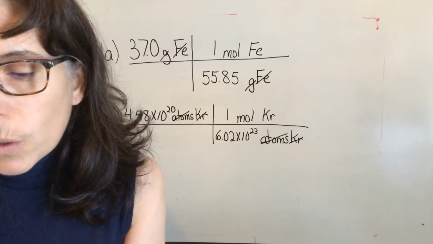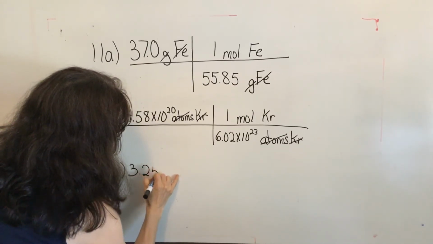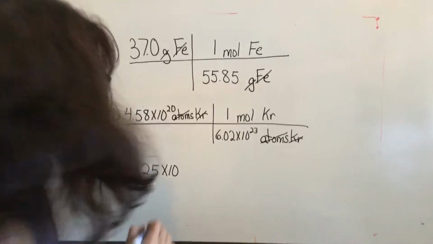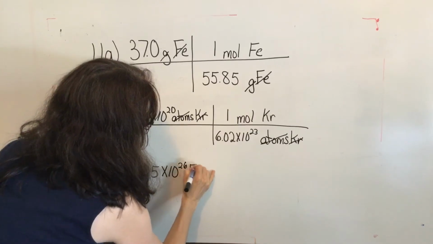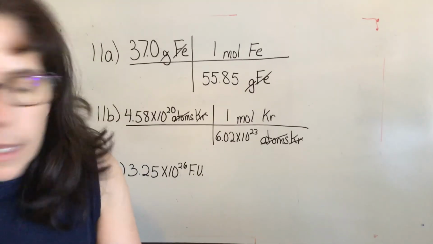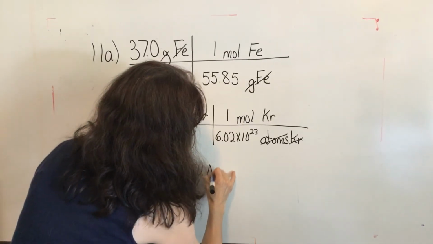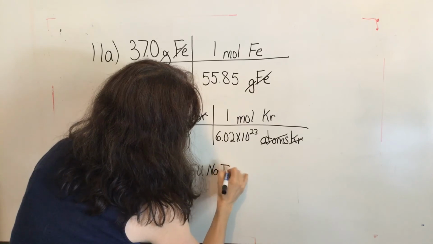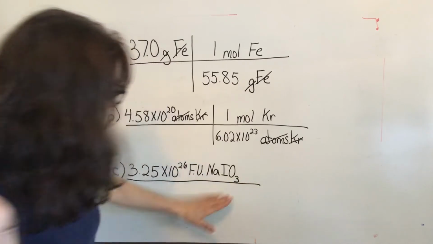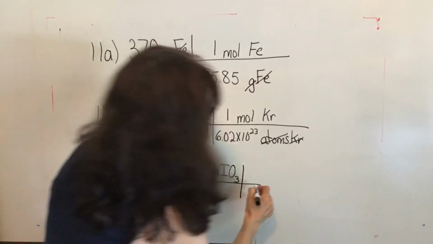So I'm going to write down what it gives us. 3.25 times 10 to the 26 formula units of, what is it again? A strange one, sodium iodate. All right, so yes, that's a big thing to write there. This many formula units of sodium iodate. So we draw our railroad tracks.